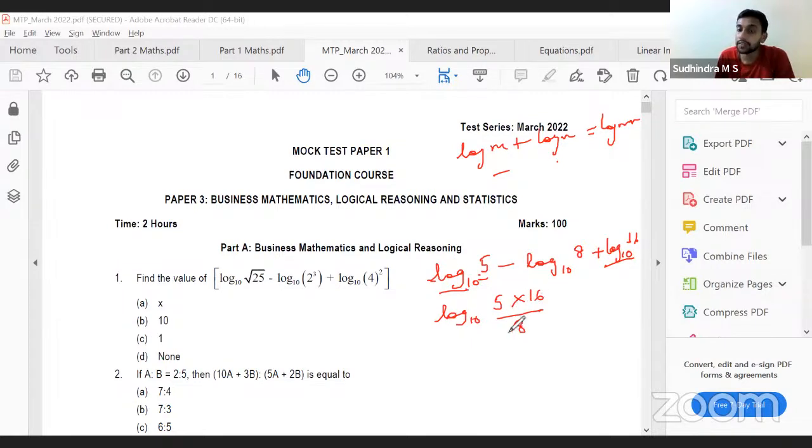So 5 into 16 divided by 8, 5 twos are 10. Log 10 to the base 10 will always be equal to 1, because we had discussed log of a to the base a is 1. Therefore, the answer is 1. So we have to apply the properties. The 3 properties we have applied here.